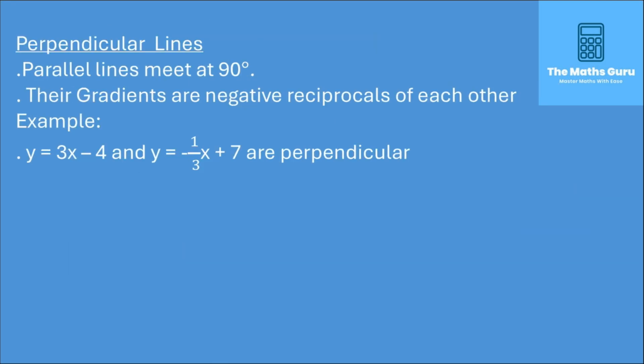Okay, moving on to perpendicular lines. So perpendicular lines meet at 90 degrees. These two lines are perpendicular and their gradients are negative reciprocals of each other. I know that is a bit of a chunky word, but I'm going to completely explain it to you right now.